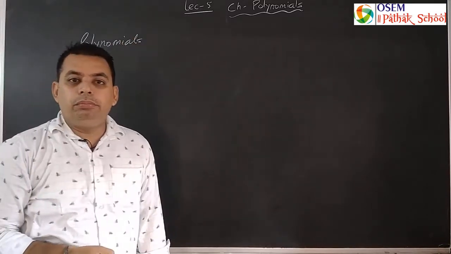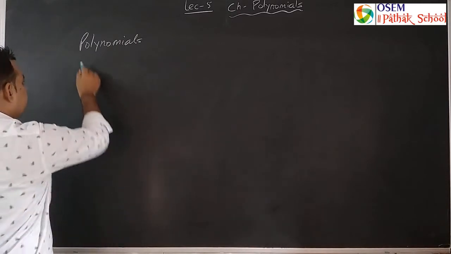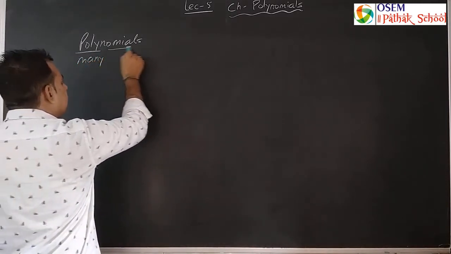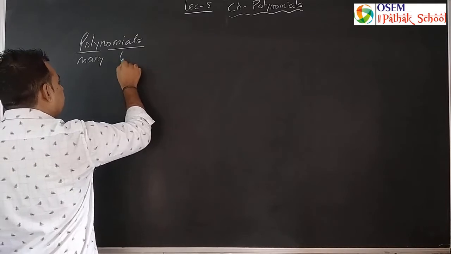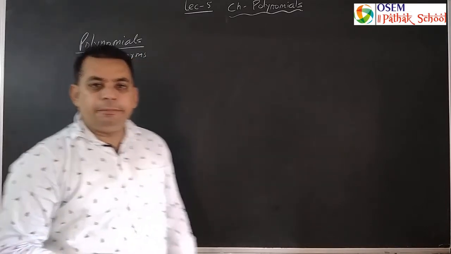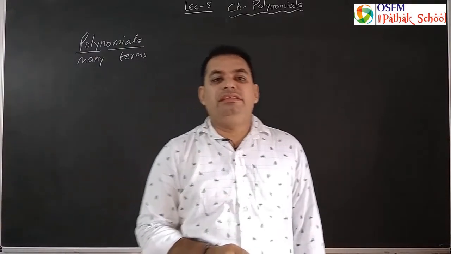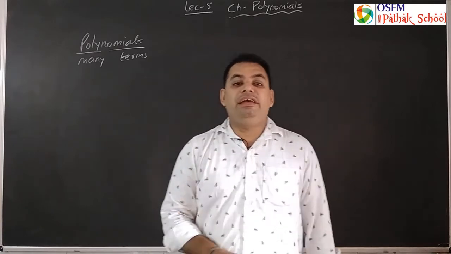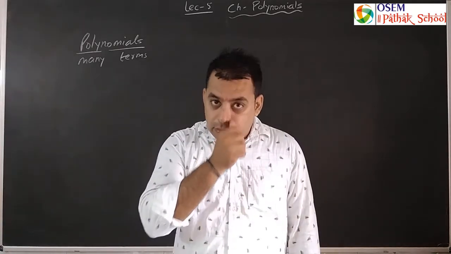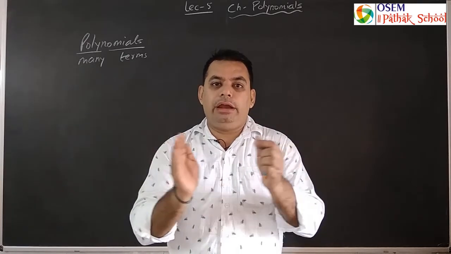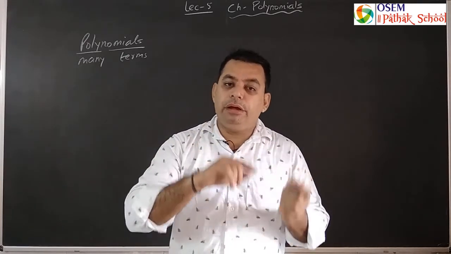The word polynomial itself gives us the meaning. Poly means many, and nomial means term. So polynomial is a chain of terms. We can define a polynomial as a chain of terms. Now, what is a term? After adding many terms, it becomes a polynomial.